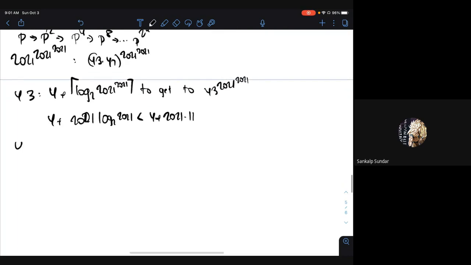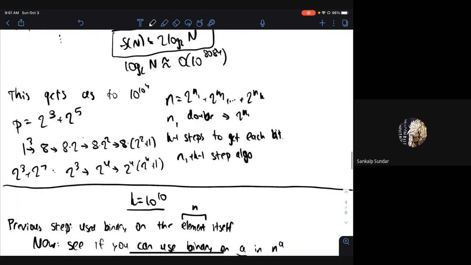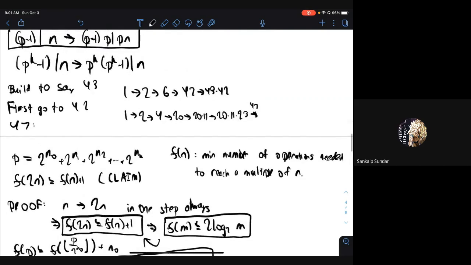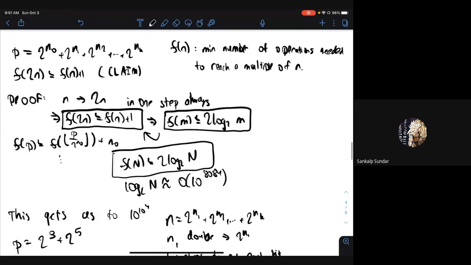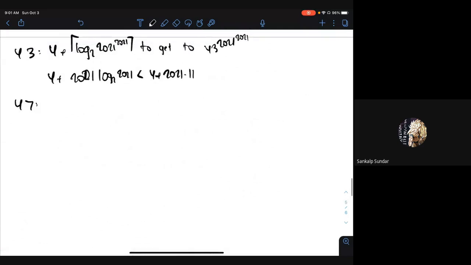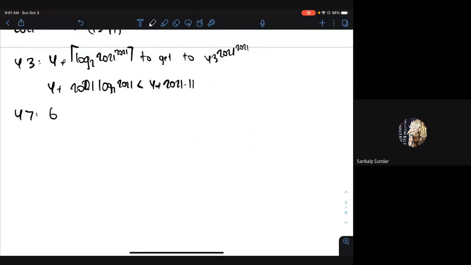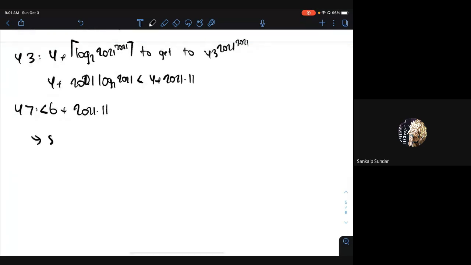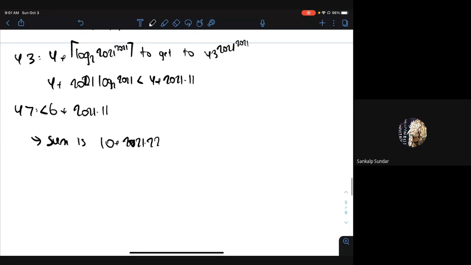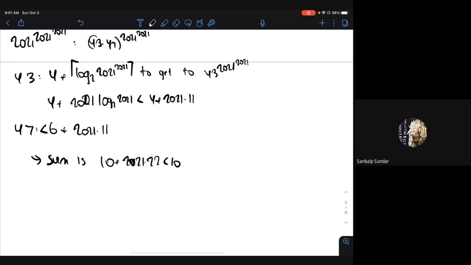And then to get 47, how many steps did we have earlier? So yeah, we had 6 steps earlier. I don't think it matters too much, as long as it's a small number. And then again, the exponent will be the same. So it's like 6 plus 2021 times 11. So overall, the sum is definitely less than 10 to the power of 10. So that handles this case.